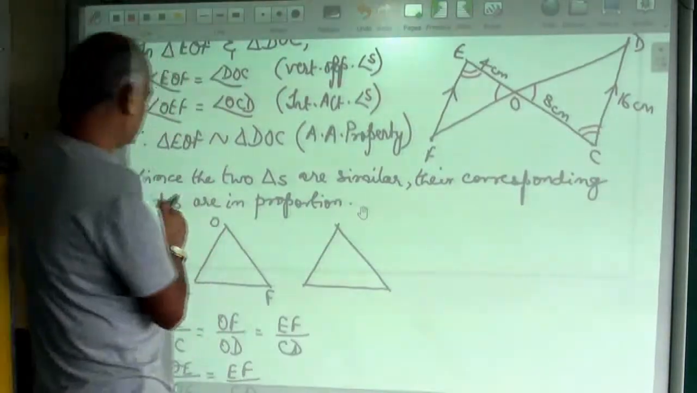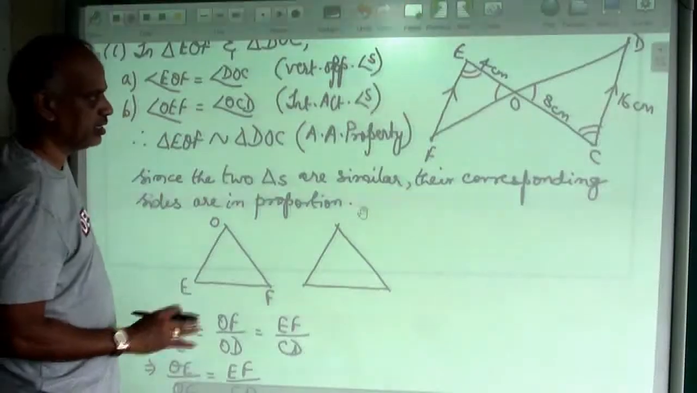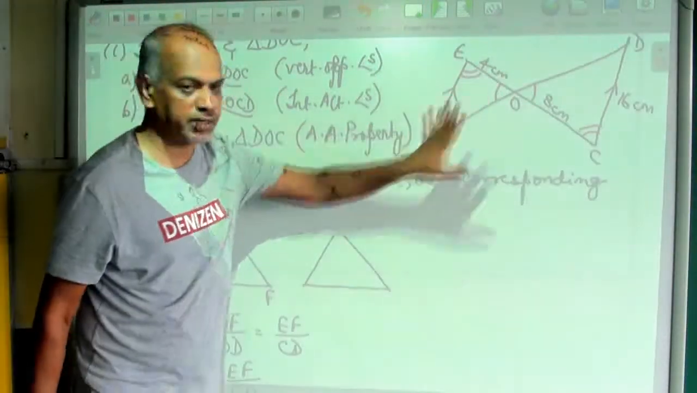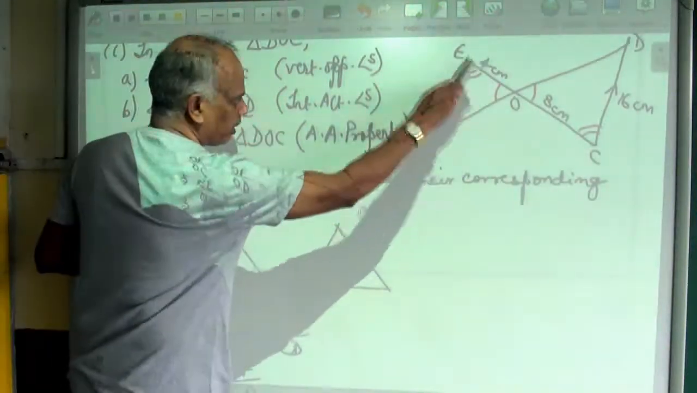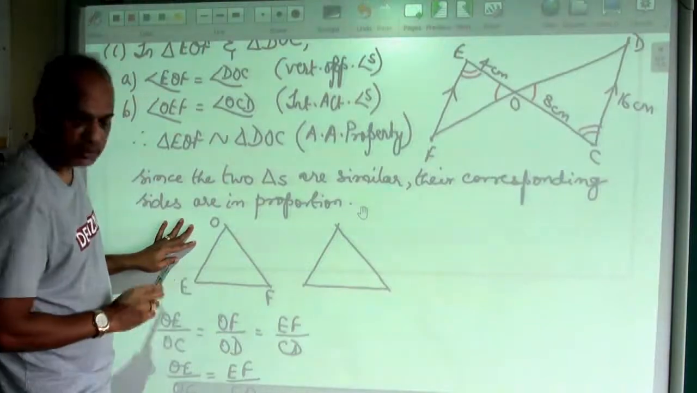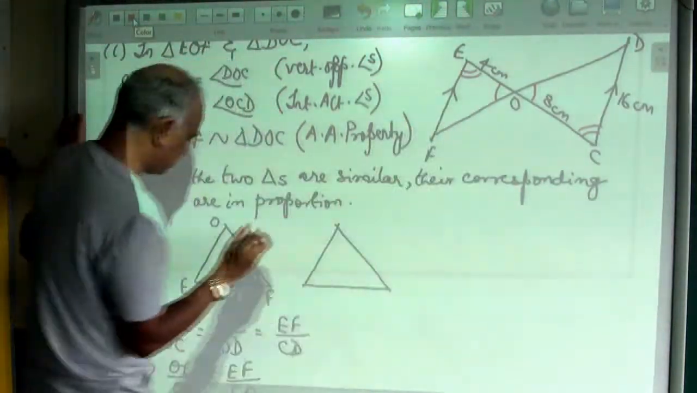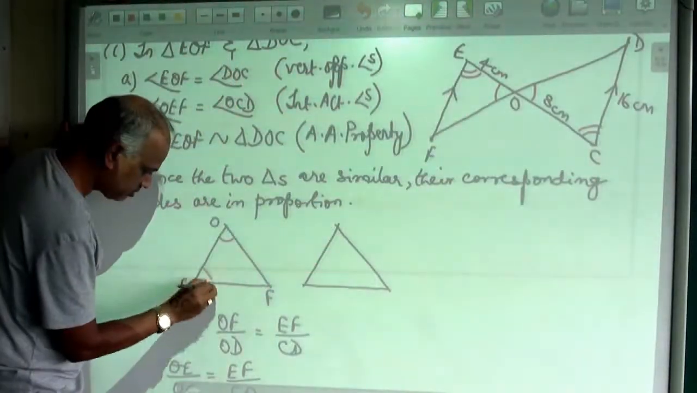Once you know that these two triangles are similar, then you can write their corresponding sides are in proportion. Since the two triangles are similar, their corresponding sides are in proportion. After writing this, immediately draw the two triangles separately. Normally draw two triangles. I have drawn two triangles here. Name the first one. The first one is OEF. Let's see what are the angles that are marked. O is marked with a single arc. E is marked with a double arc.